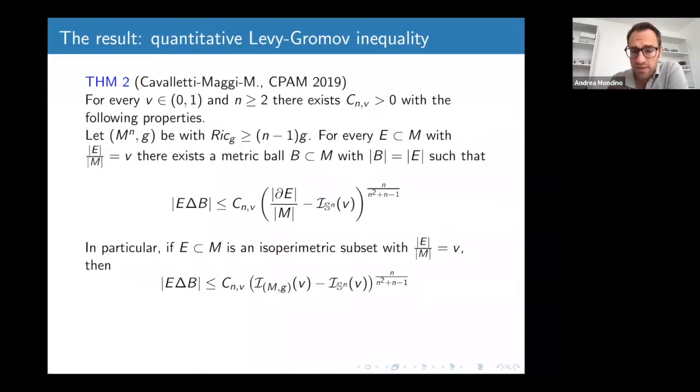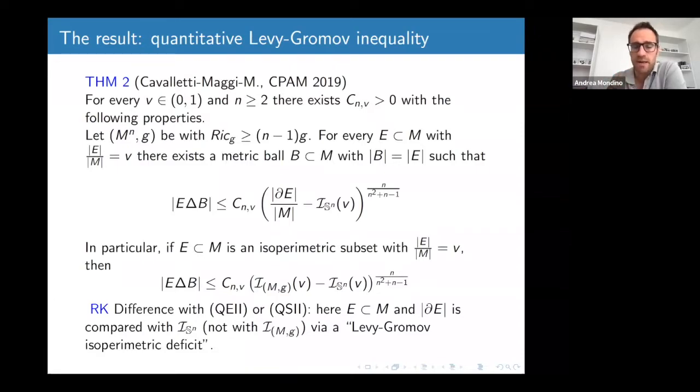And what is the challenge here is that comparing this statement with the quantitative Euclidean and the quantitative spherical isoperimetric inequalities. Here, the set E is a subset in the manifold. And what we are doing is we are comparing the perimeter of the set with something not living in the manifold, but something in another space. We are comparing it with the isoperimetric profile function of the sphere, not of the manifold itself, with a kind of Lévy-Gromov isoperimetric deficit. So this left-hand side is completely living in the manifold. So we have a ball in the manifold and a set in the manifold. And you're saying that they are close in volume sense, if the perimeter of the set is close to something in the sphere.